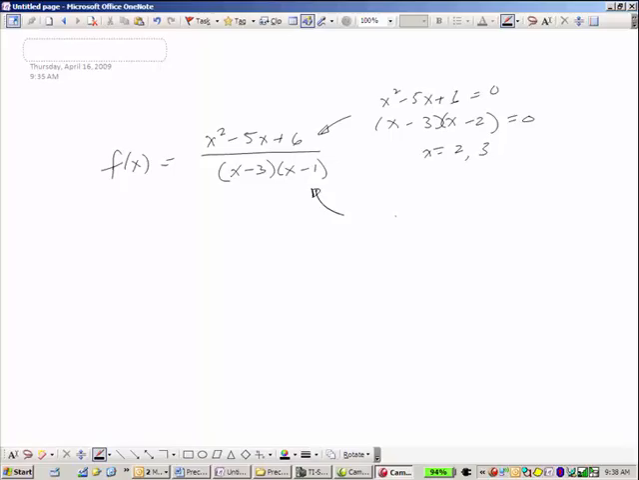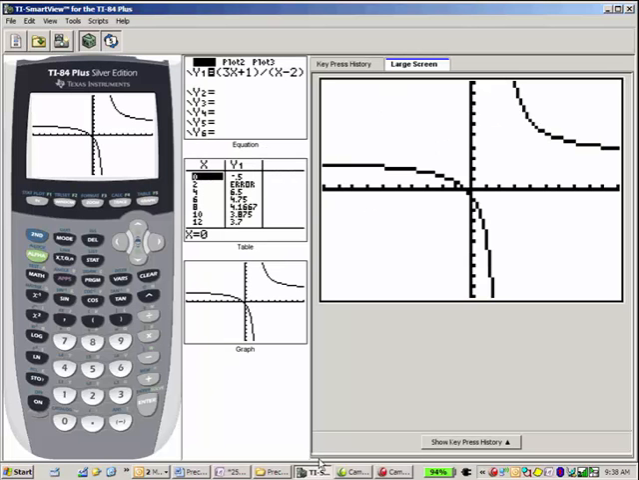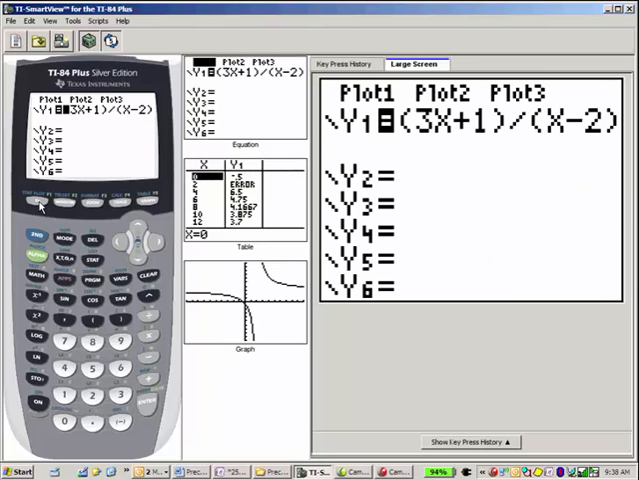When do we have problems in the denominator? At 3 and 1. But something weird's going on at 3. Because I have a problem at 3 and I have a 0 at 3. You want to see what happens at 3? Yeah. Check this out. You're going to like this. No, really. It's cool.